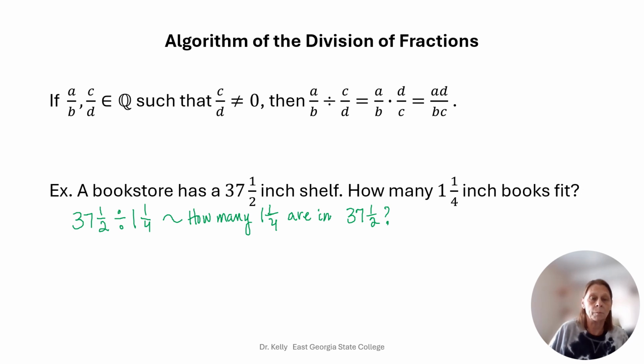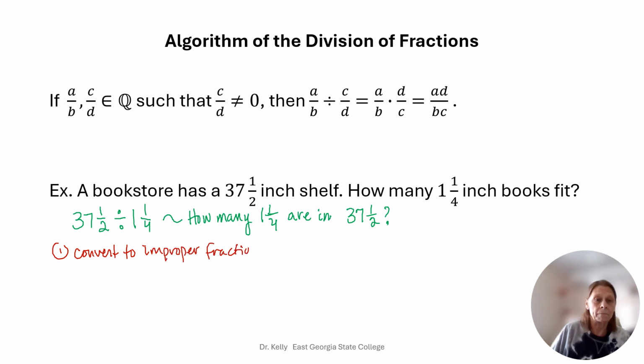Okay, now we're not going to draw a picture of this, but what we are going to have to do first and foremost is convert to an improper fraction. So 37 times 2 is 74, plus 1 is 75 halves, divided by 4 times 1 is 4, plus 1 is 5/4.